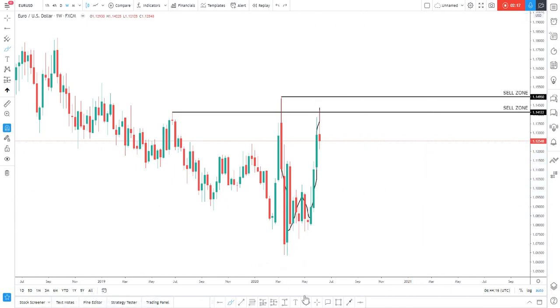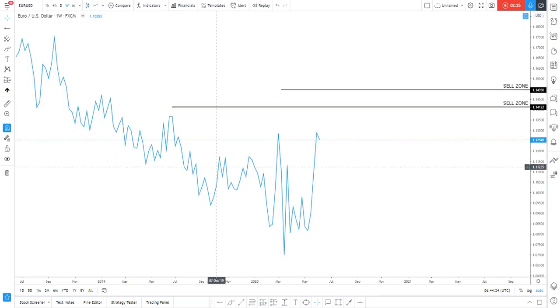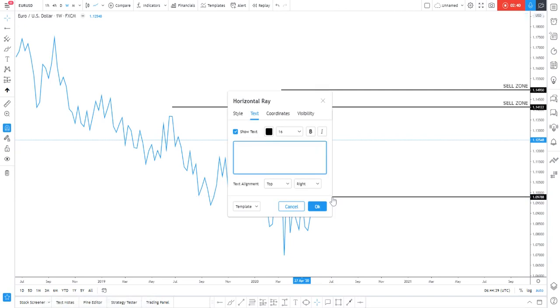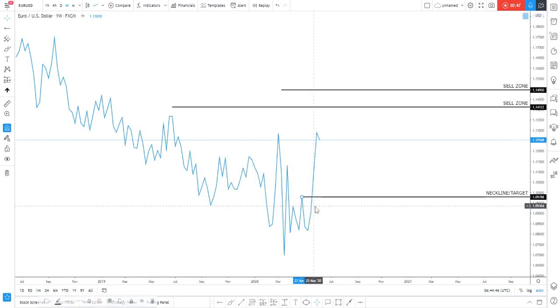Now, with that said, I would like to pinpoint the neckline. Then I'll switch to my line chart, and this is the most previous area before this move to the upside occurred. Now I can actually pick up my ray tool and just tag this as neckline slash target.